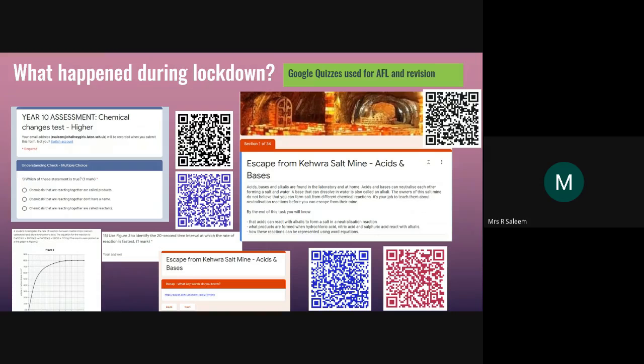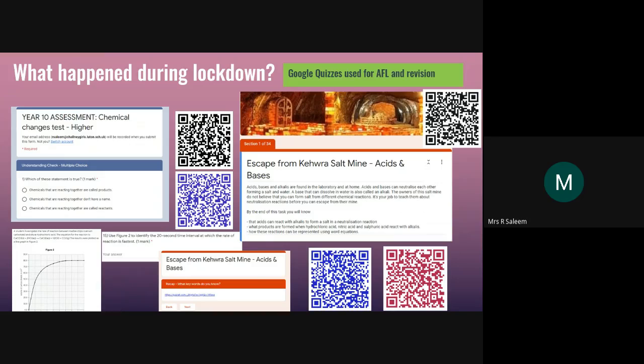So during lockdown, how did I use QR codes? Well, we needed to be able to assess our students. So I created Google quizzes. I had Google quizzes in the form of tests, but also escape rooms. And the escape room idea came about because one of my students in year 11 who had anxiety was not able to engage with the lessons that we were setting online. And so she had emailed me saying that she couldn't cope with the work.